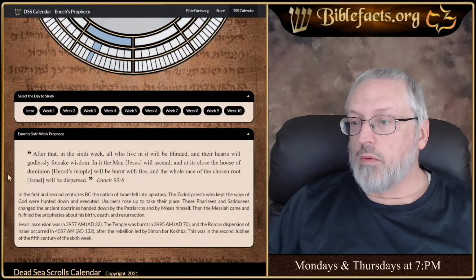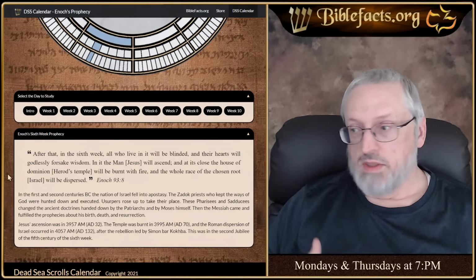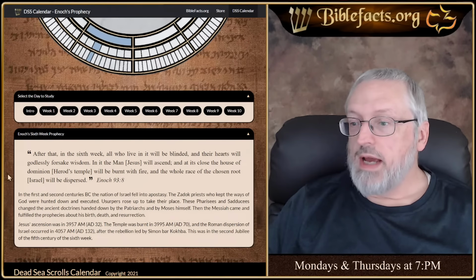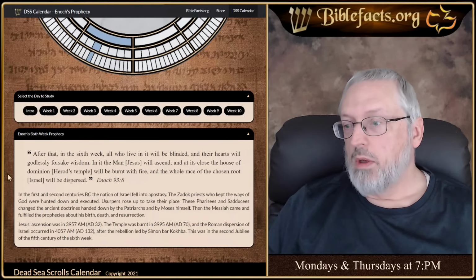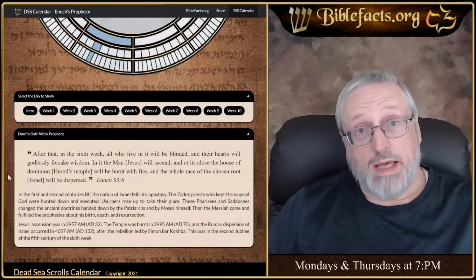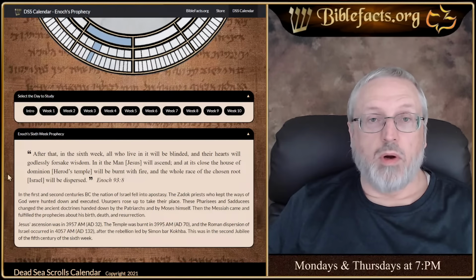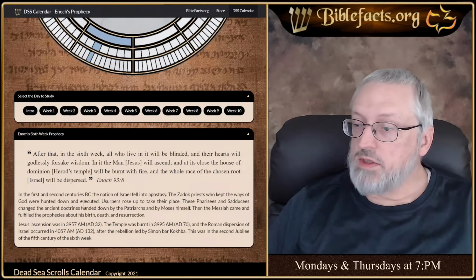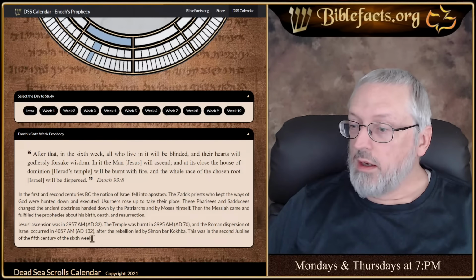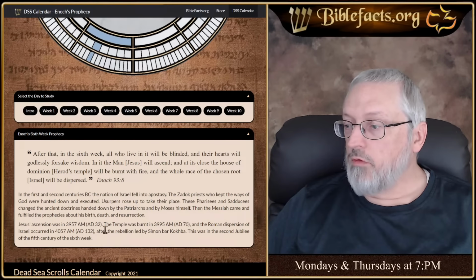Their hearts will godlessly forsake wisdom, and in it a man will ascend. And at its close, the house of dominion, which would be the temple, will be burnt with fire, and the whole race of the chosen root, that would be Israel, shall be dispersed." And that happened. 70 AD, the temple was destroyed. The dispersion was after the Bar Kokhba rebellion of 135 AD. So all this is given here. So we've got the AM and AD information at this point here.